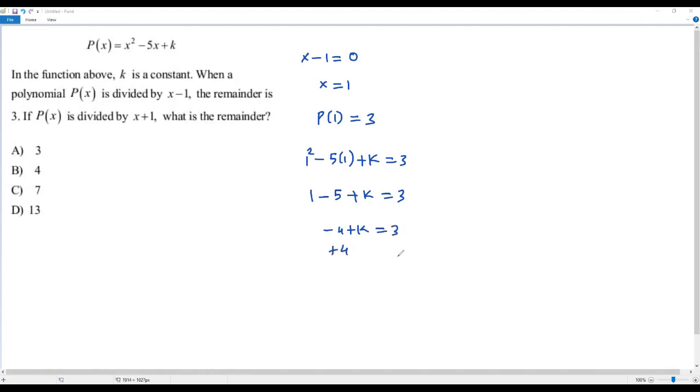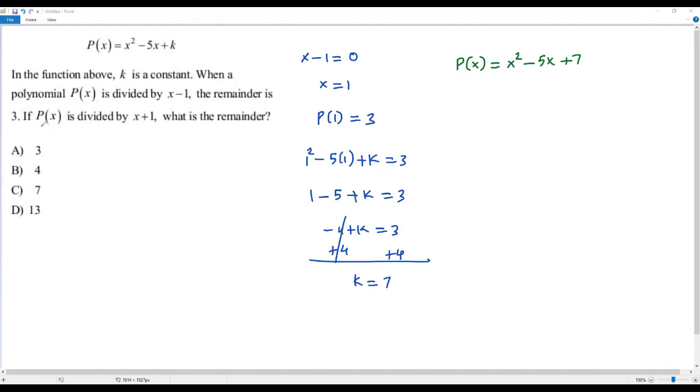Okay, now let me add 4 to both sides of this equation. When I do so, the negative 4 and positive 4 cancel out. I'm getting k equals 3 plus 4, which is 7. Here I got the value of the unknown constant k. So now we can write the polynomial function P of x as x squared minus 5x, and instead of k, we write positive 7. Now the given polynomial function P of x is complete.